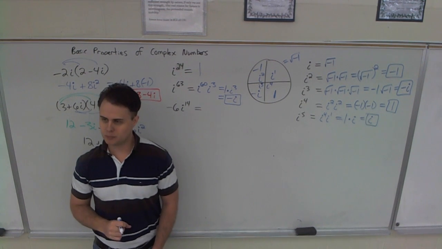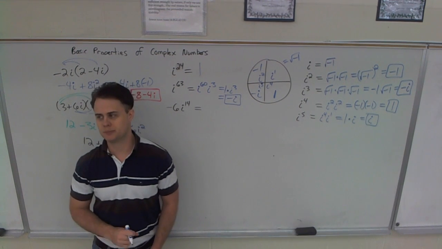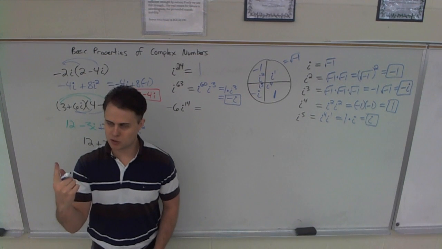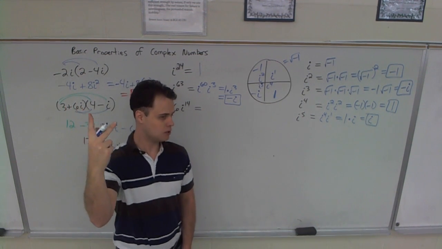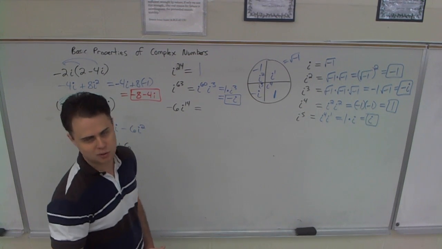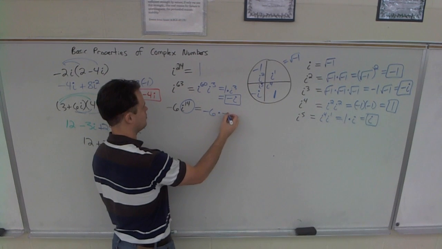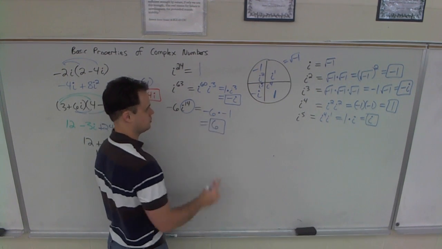So that's 1. And how many steps forward do we have to go from 12 to get to 14? 2. So instead of being i, it's going to be i squared, which is negative 1. And that one you're going to use so much you don't even have to try to memorize it. So this is going to be negative 1. So we have negative 6 times negative 1, which is positive 6.